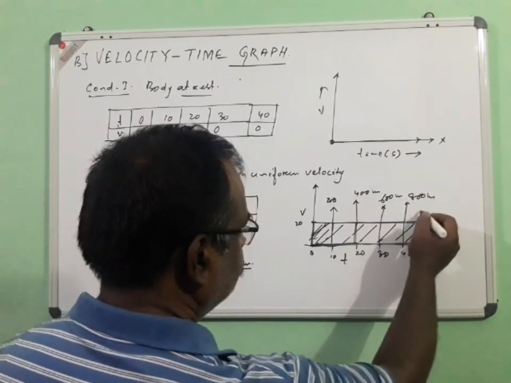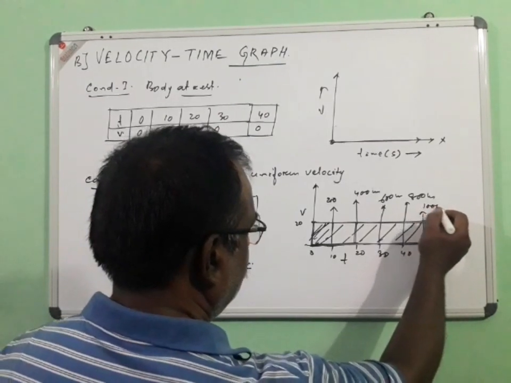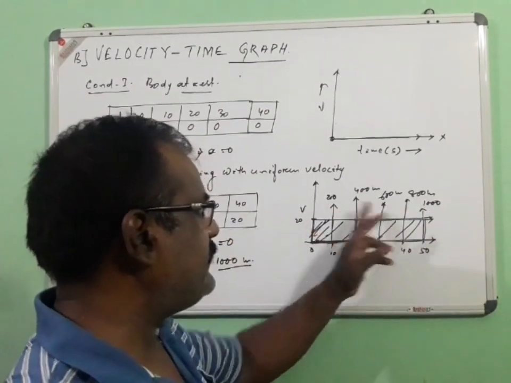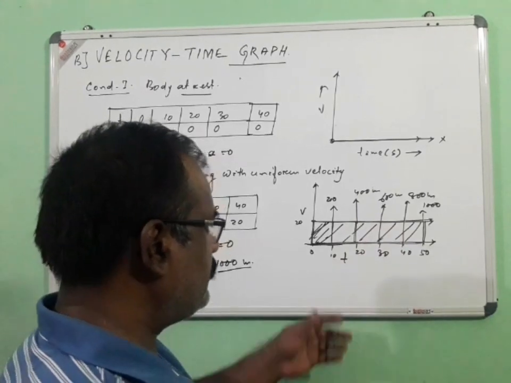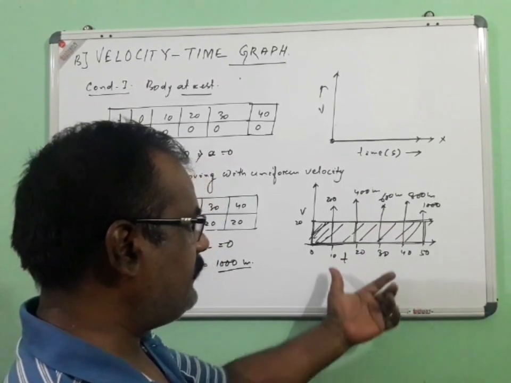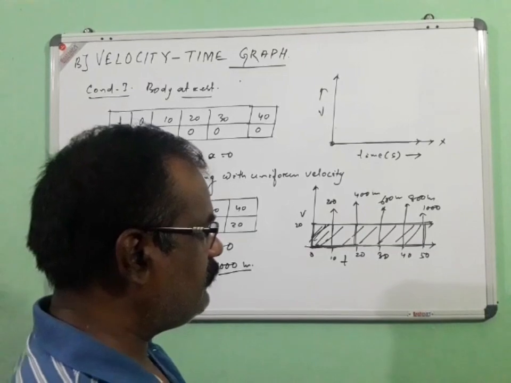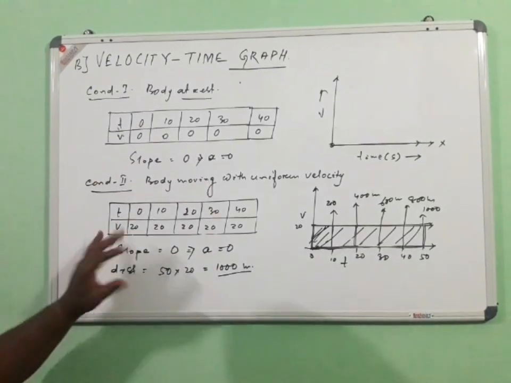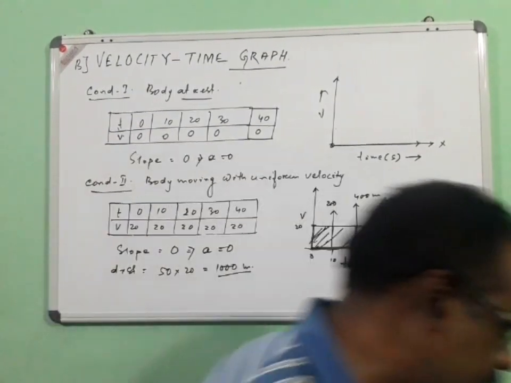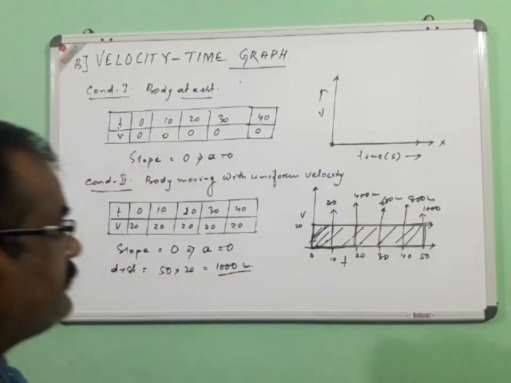We will find there is one uniform change in the distance covered, and by the end of 50 seconds, the body has traveled 1000 meter. This is what we mean by uniform velocity with zero acceleration, or no acceleration.